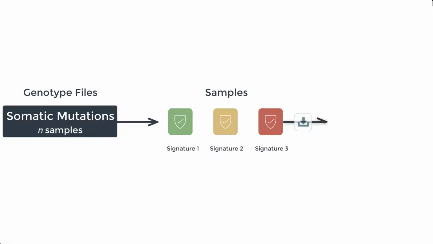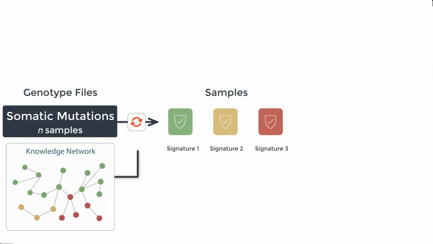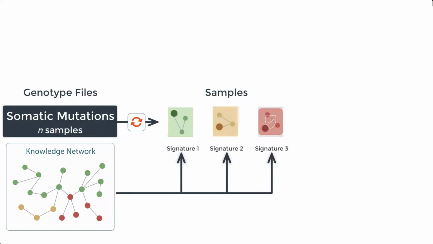The results download includes a spreadsheet of the top genes per cluster with their scores. Choosing to enable the knowledge network can help mitigate issues of very sparse or heterogeneous data. It does this by broadening the somatic mutation observations across gene neighbors through known interaction relationships.